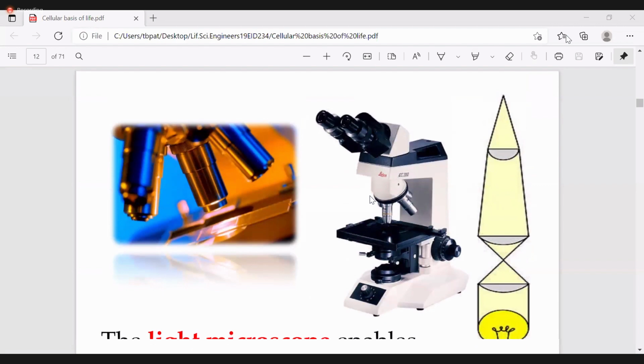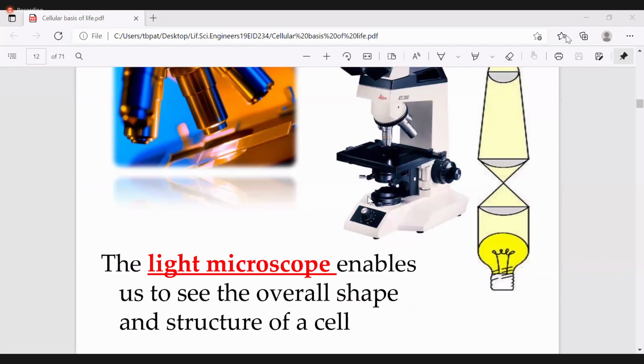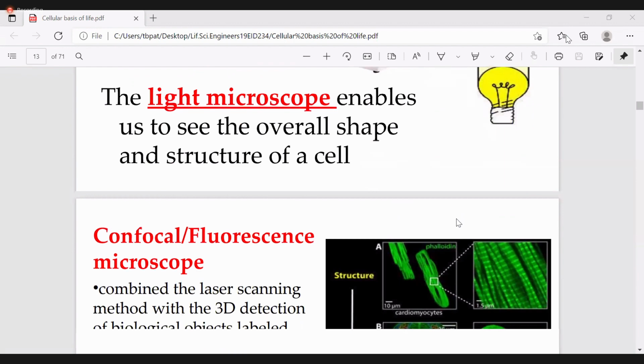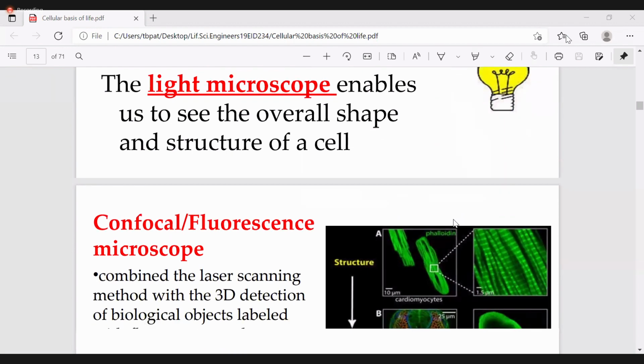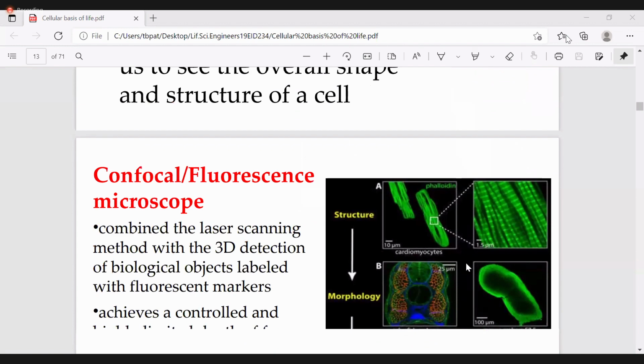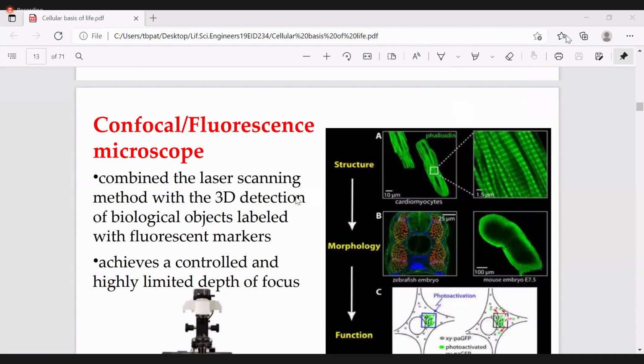These are all compound microscopes. They enable us to see the overall shapes and structure of the cells. These are the cells. You see here the structure, the morphology, and the function. The function of the cell we can identify through this.